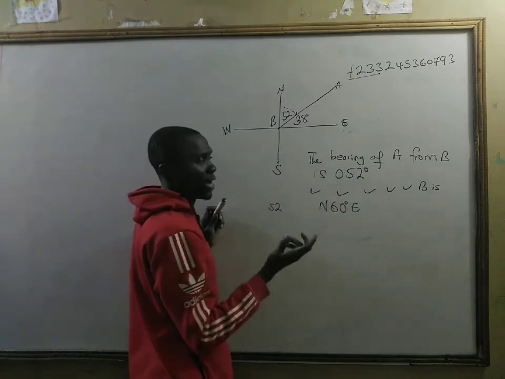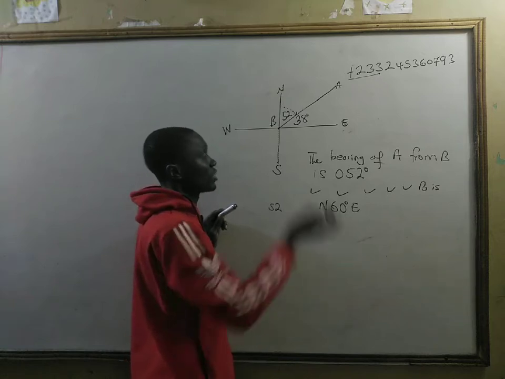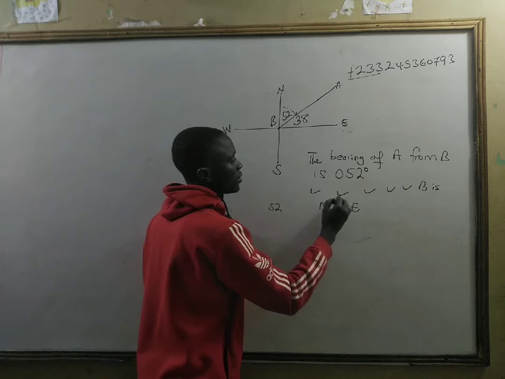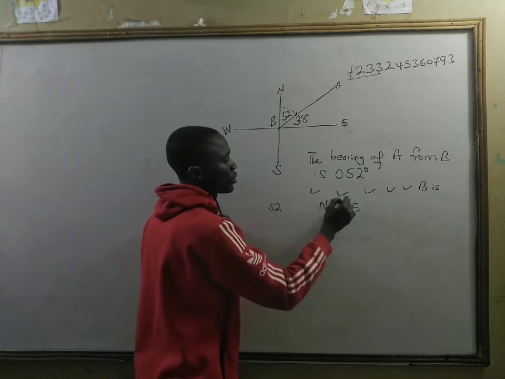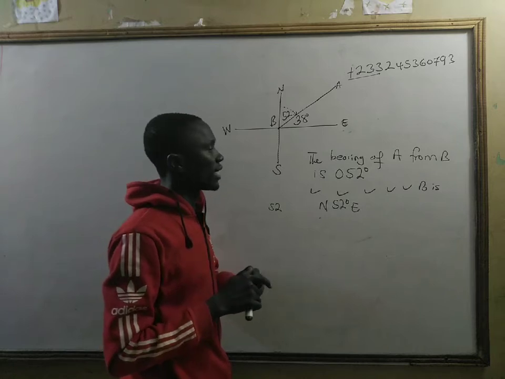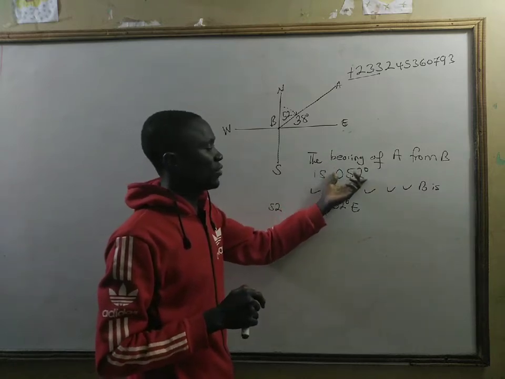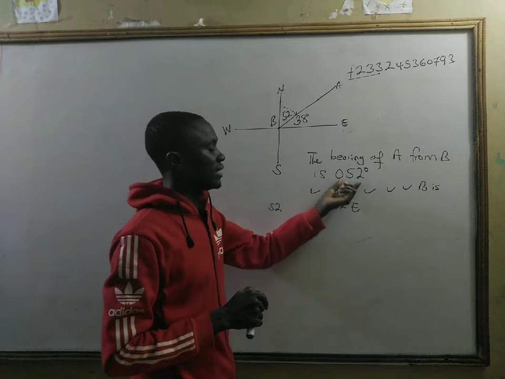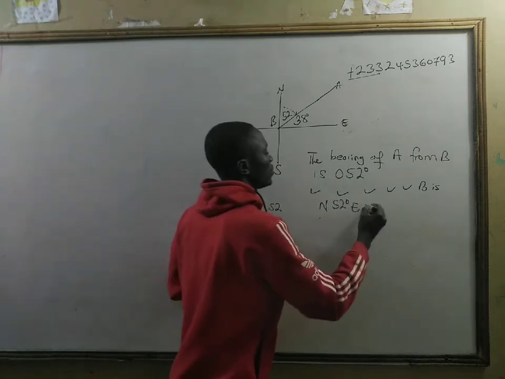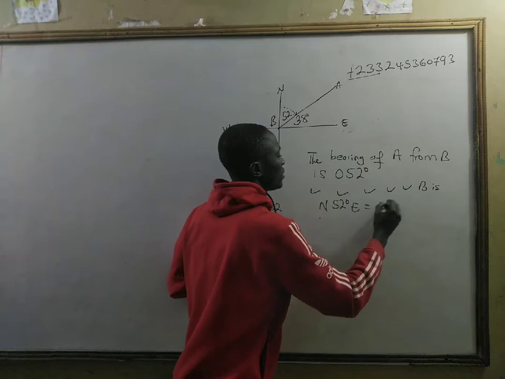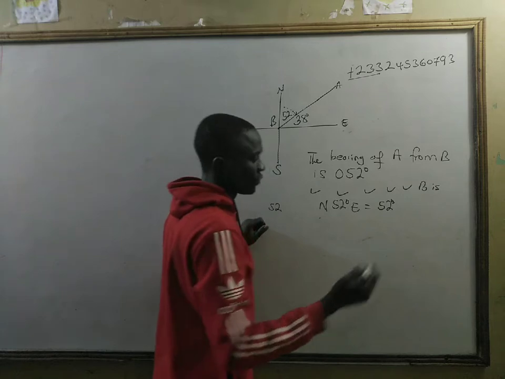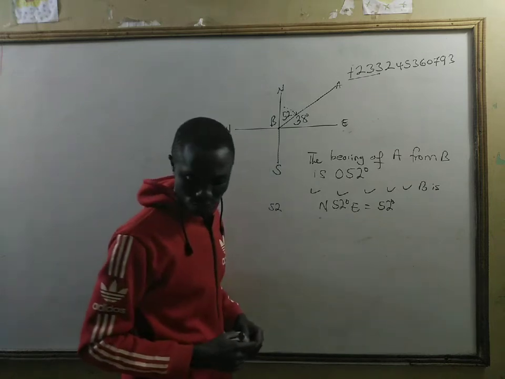So in terms of the three-figure bearing, we say that the bearing of A from B is 52 degrees. And in terms of the compass bearing, the same way, because it is north of east, it is 52 degrees north of east. So in that place you are safe. You write the three-figure bearing and the compass bearing in the same way, just that here you put northeast, or you can equally write 52 degrees north of east. That's what we've done. That's all.